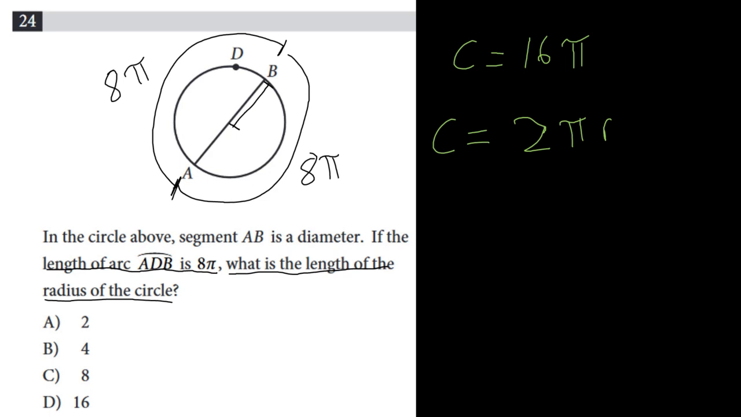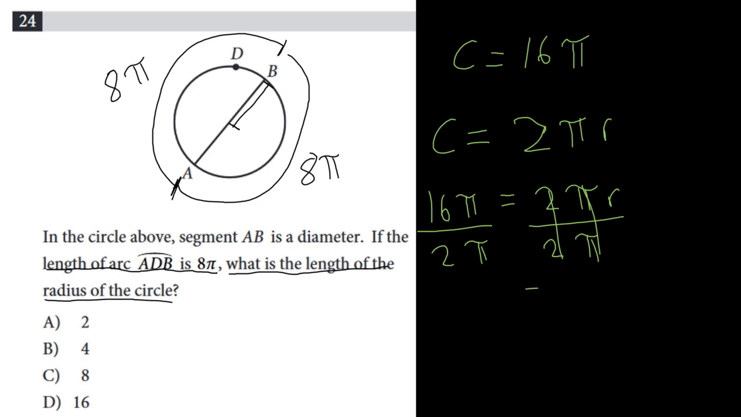And then from here, it says, what is the length of the radius? Well, we know the circumference is 16 pi, and it's going to be 2 pi r. And on the SAT, you never have to worry about pi, so I'd never type pi into the calculator. They actually never wanted it in the calculator. So I'm going to divide by 2 pi to get radius by itself. And then from here, the radius would be 8. So the answer would be C.